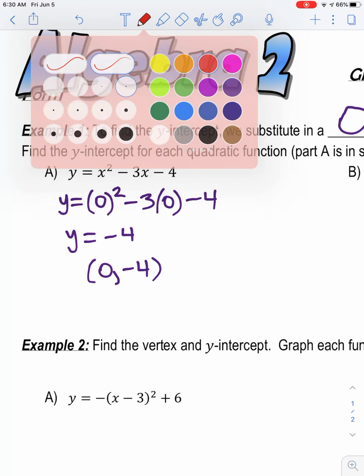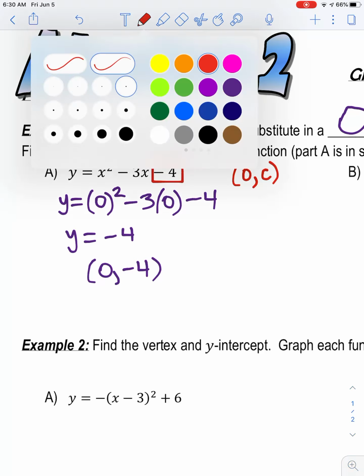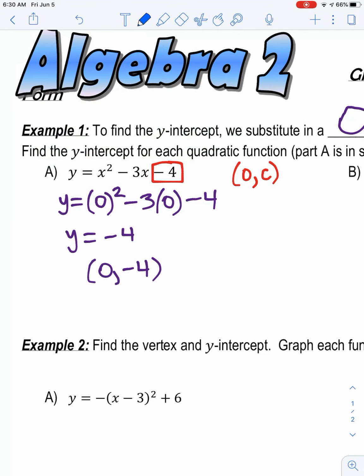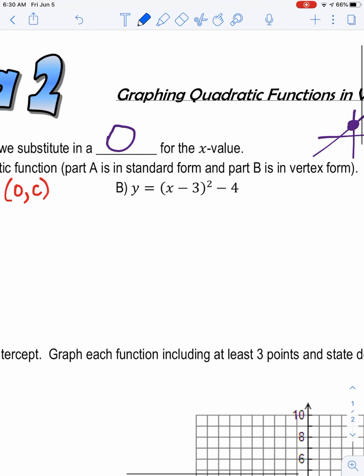A trick for that is you basically just look at that c value. In standard form, you can always just use (0, c). So you really don't have to do all that work. You should be able to just look at an equation in standard form and see that the negative 4 value for c is your y-intercept right away. You don't have a shortcut trick like that for vertex form. So you have to actually plug in the 0 and do the math.